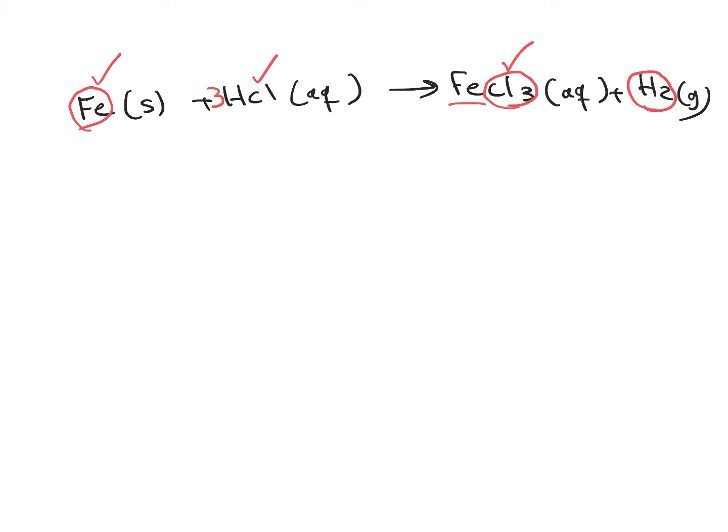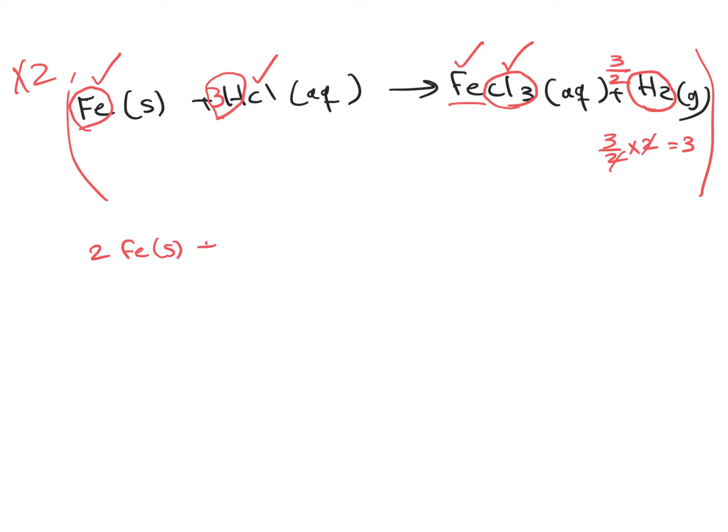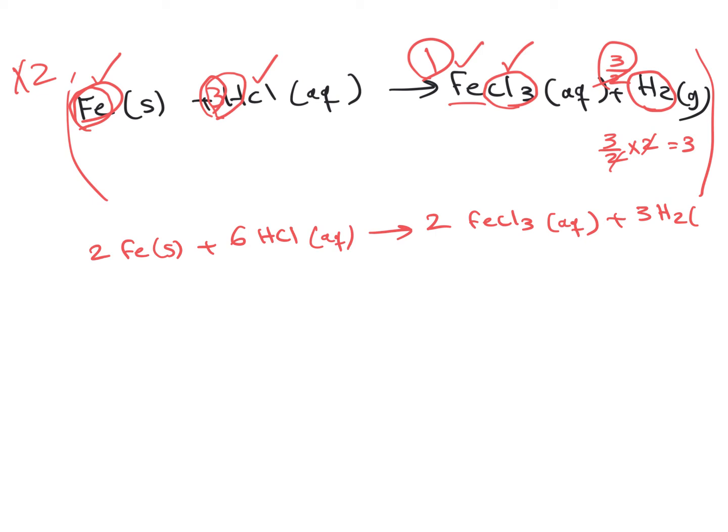I have one Fe on the left, one Fe on the right. Finally, I see 3 hydrogen on the left. In order to see 3 on the right, it would be 3 divided by 2 multiplied by 2, which would be 3. And then I multiply everything by 2. So it would be 2 Fe solid plus 6 HCl. Remember to multiply all coefficients. Gives 2 FeCl3 aqueous plus 3 H2 gas.